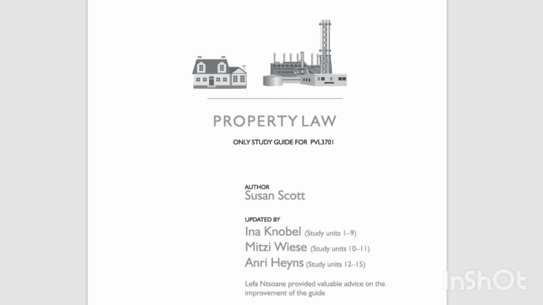Number 2. Remedies. Remedies available in the case of non-compliance with conditions of title include: number 1, an interdict, and number 2, an Aquilian action for damages. Conditions of title may be removed or modified in a variety of ways, including: number 1, by court order, and number 2, in terms of certain statutes, for example, the Spatial Planning and Land Use Management Act number 16 of 2013. And then there's just a small activity.